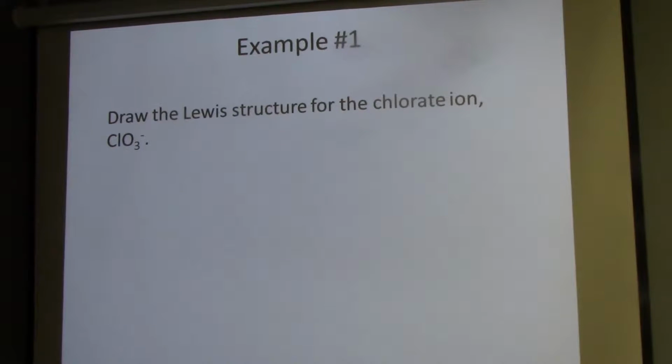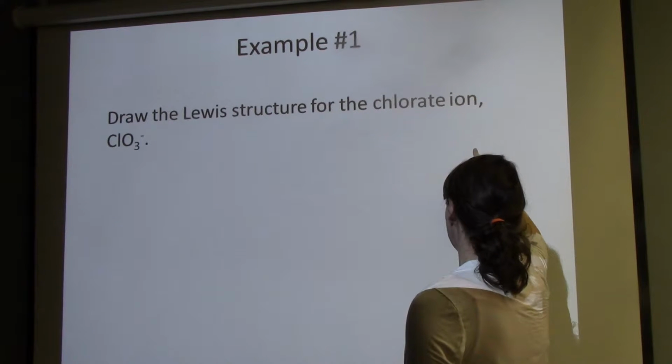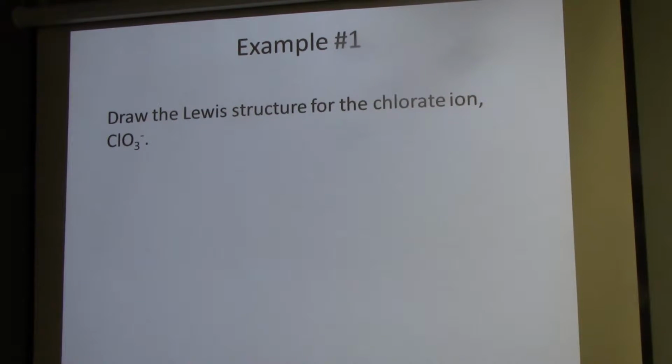So, least electronegative atom that is not hydrogen. Electronegativity increases across a row, and it decreases going down a group. So chlorine is less electronegative than oxygen is. So chlorine is going to be our central atom.